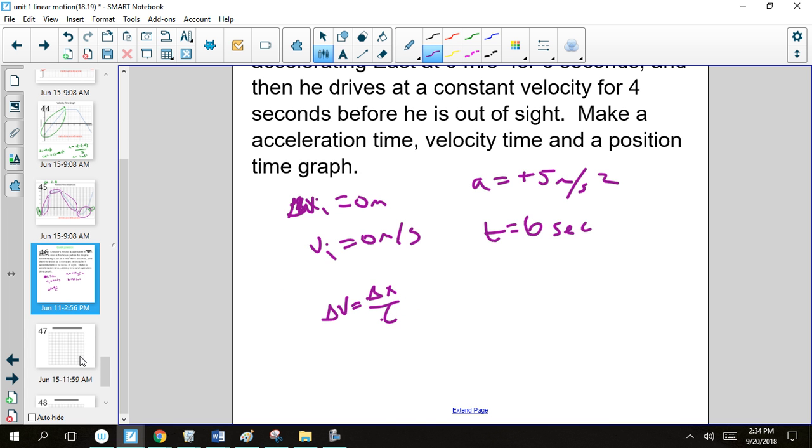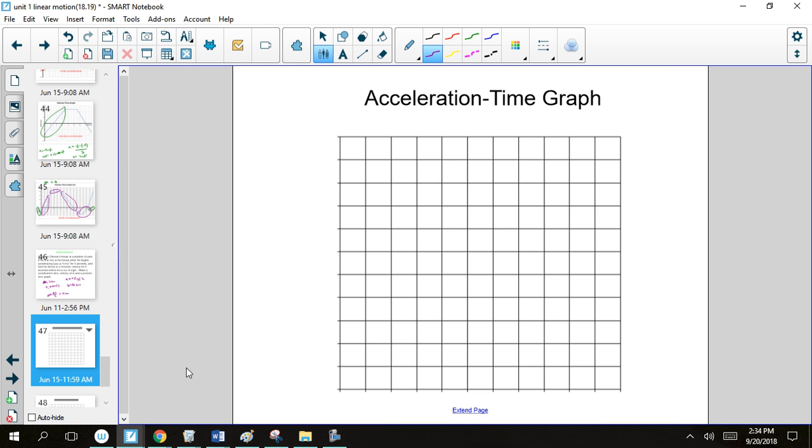So, here's what we have. We'll start with an acceleration graph. This is the easiest one to do. Time goes over here on the x-axis, and we're at 10 seconds. So 1, 2, 3, 4, 5, 6, 7, 8, 9, and 10. Our acceleration goes all the way up to a nice 5. So 1, 2, 3, 4, 5.